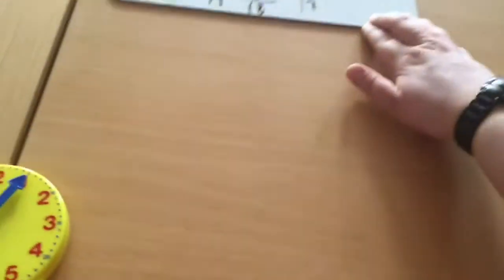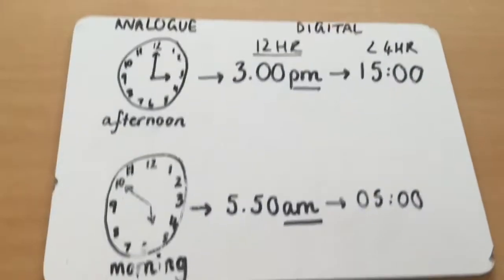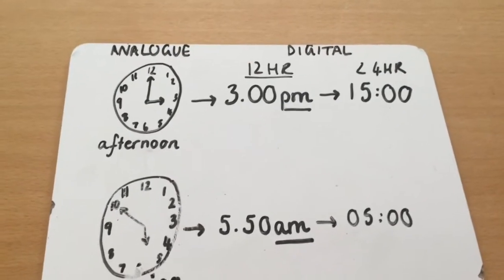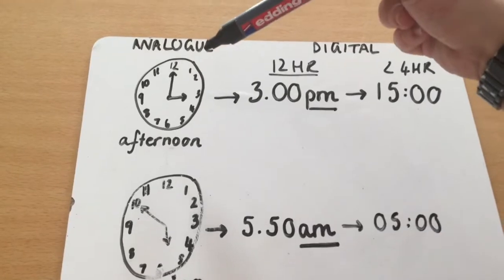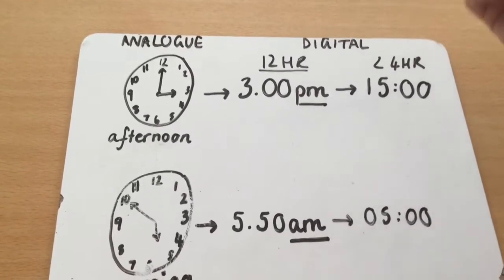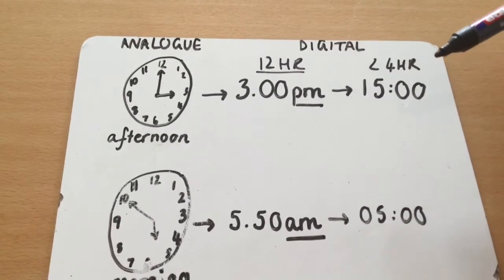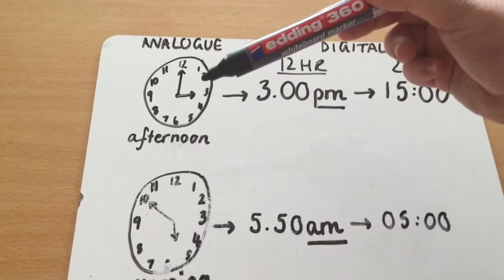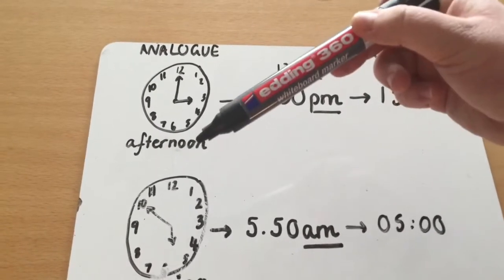From here, we would look at pupils showing an awareness of the different types of times and how they change. So for example, analog clocks can be converted into digital clocks, both 12 and 24 hours. Pupils should be able to read an analog clock and say that that is 3 o'clock in the afternoon.